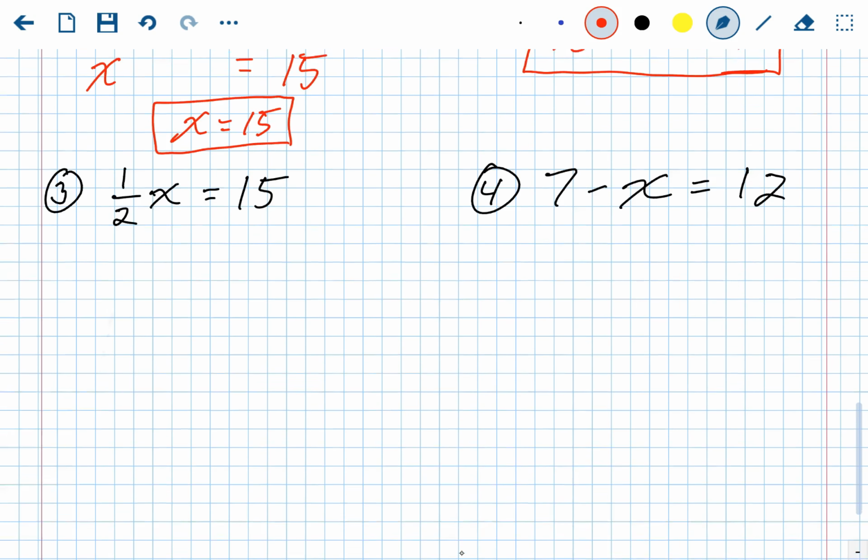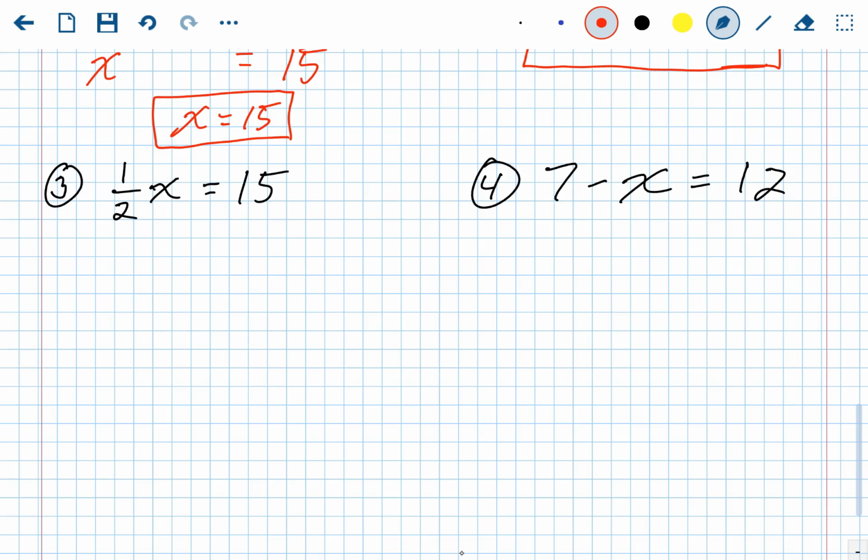The third one, 1/2 x equals 15. 1/2 x, 1/2 times x equals 15. All right, obviously I need to get rid of the 1/2 part. Now you got two options here. It's 1/2 times x, so you could divide by 1/2. You could also use the multiplicative identity. Instead of dividing by a half, you can multiply by the reciprocal, and the same thing's going to happen.